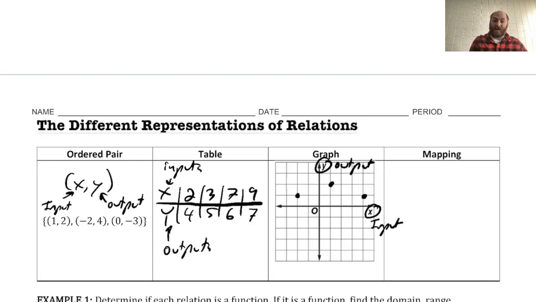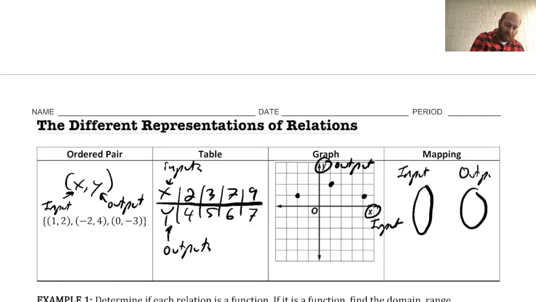The last one is a mapping diagram. And I'm going to use the numbers from our ordered pairs as an example. So what I'm going to do is put my inputs in a box or oval on the left side. This will be the input, and then this will be the output. If I look at my numbers, for my inputs, I have 1, -2, and 0. So I'll go -2, 0, 1. For my outputs, I have 2, 4, -3. So I'll go -3, 2, and 4.